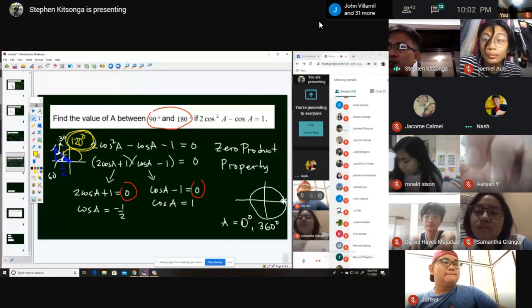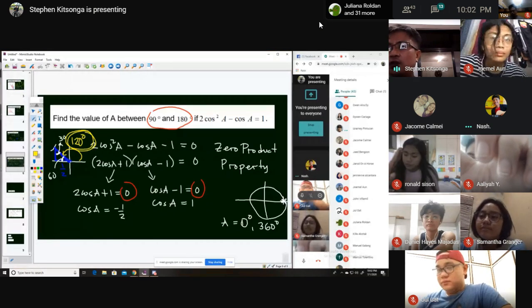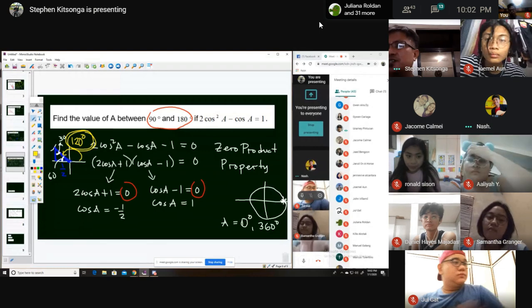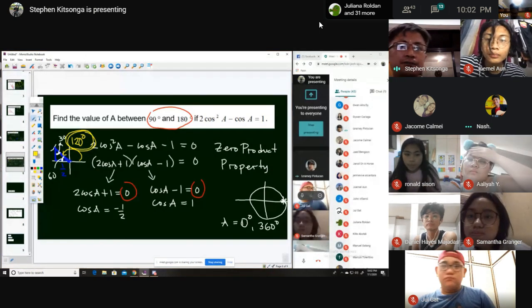Kailan negative, kailan positive. Depende sa kung saan quadrant located ang angle. Simple as that.